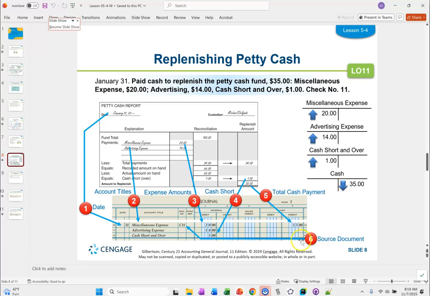And we record the source document. Again, we said we used check number 11. And my suspicion is that the order that we record these in our journal should be the same order as they appear on the petty cash replenishment report here. So miscellaneous expense was first, advertising expense second, cash short last. The same order we'll keep down here on our journal.